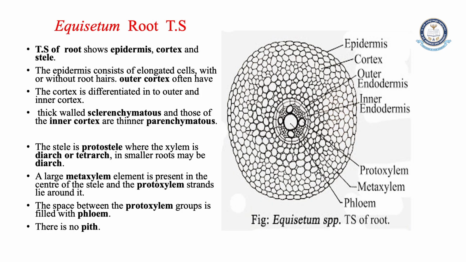Then coming to the Equisetum root TS. Here it is normally differentiated into epidermis, cortex and stele. The epidermis consists of elongated cells. The outer cortex has sclerenchyma, and the inner cortex is parenchymatous. It is a protostele, the simple type, with large metaxylem, protoxylem, phloem, and a central pith. It is a diarch to tetrarch condition.